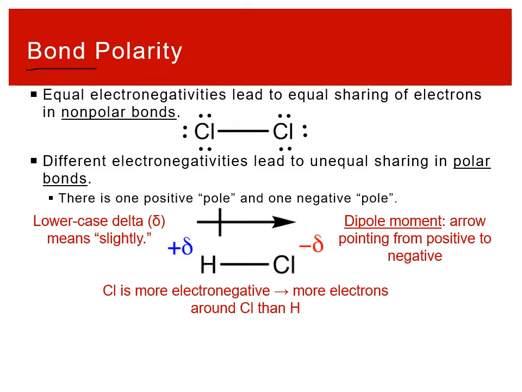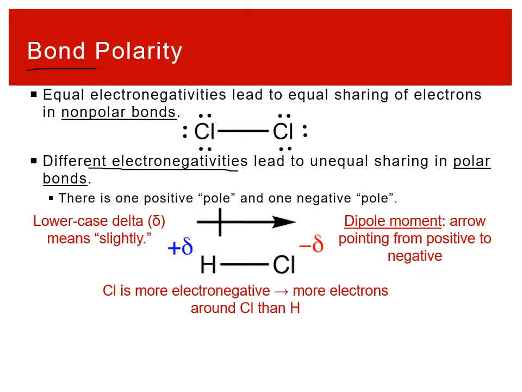Atoms with different electronegativities would have a polar bond. Okay? In order for atoms to have different electronegativities in a bond, they just have to be different atoms. You can go look on the chart and find some fringe cases where there are two different atoms with the same electronegativity. We're not going to worry about that. Two atoms that are the same, non-polar. Two atoms that are different, polar.